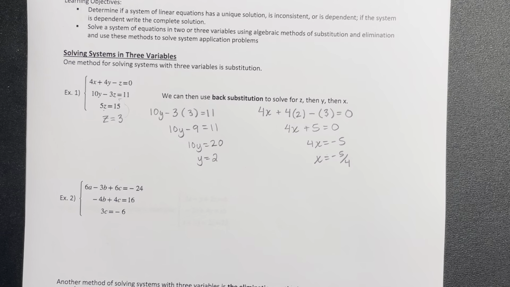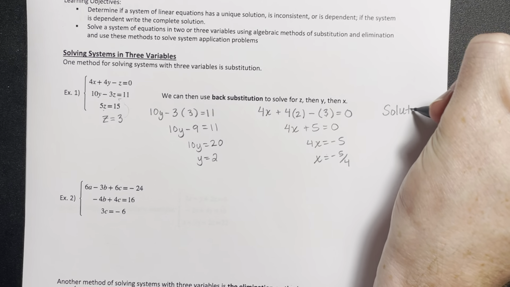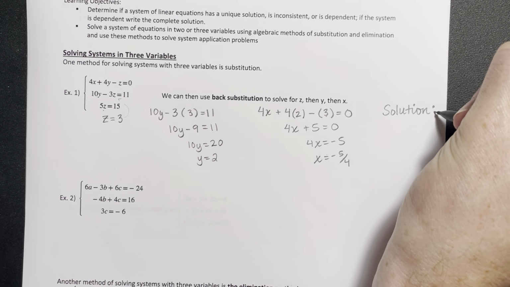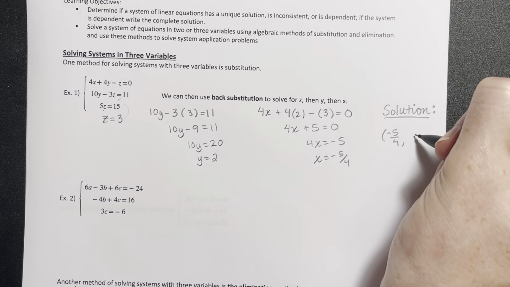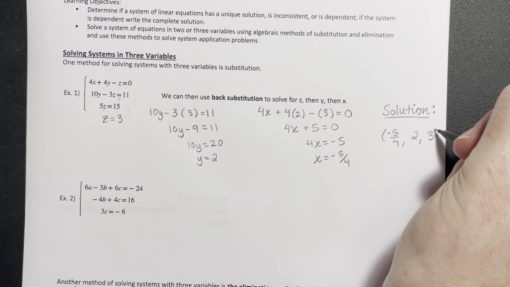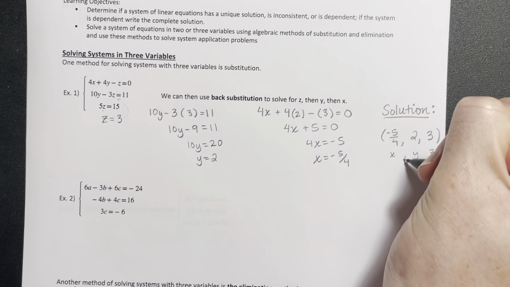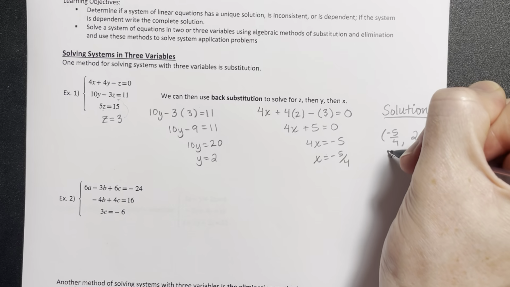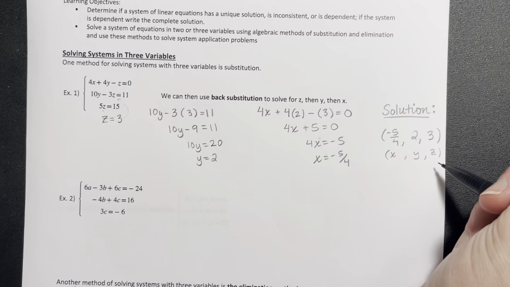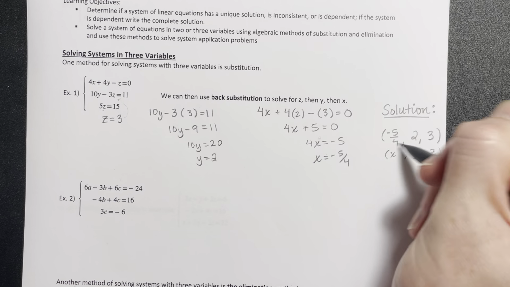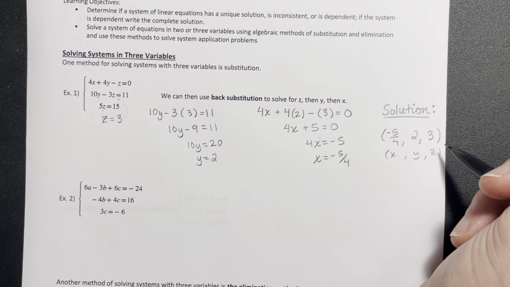This is now solved for x, y, and z. We write our solution out as a coordinate, except this coordinate has three variables to it. So it would be x, negative 5/4, y, 2, and z, 3. Not every system is going to use x, y, and z, but we typically write them in alphabetical order, or you can write your x, y, z coordinate like this, and say this x, y, z is equal to this coordinate, negative 5/4, comma 2, comma 3.